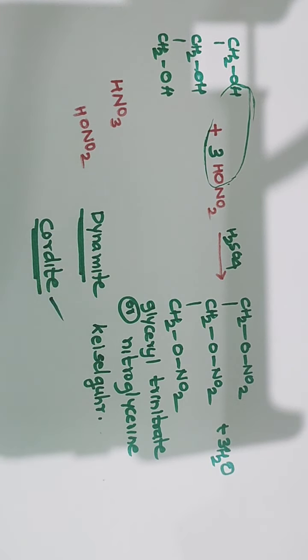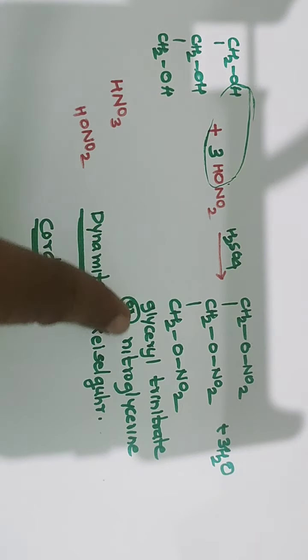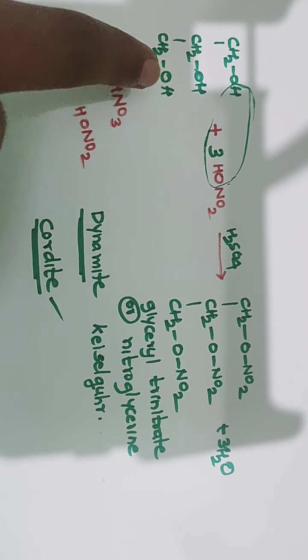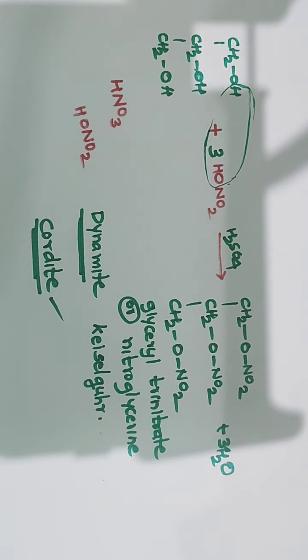Cordite, also called smokeless powder, is a mixture of glyceryl trinitrate or nitroglycerin, cellulose nitrate, and Vaseline. Cordite is also an explosive material. So glyceryl trinitrate or nitroglycerin is prepared from glycerol by nitration. So this is the preparation.